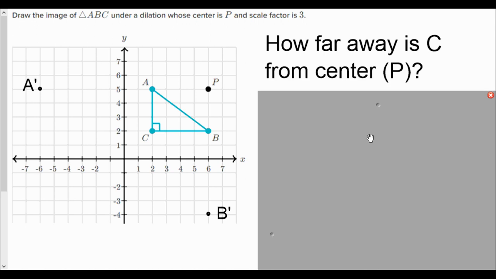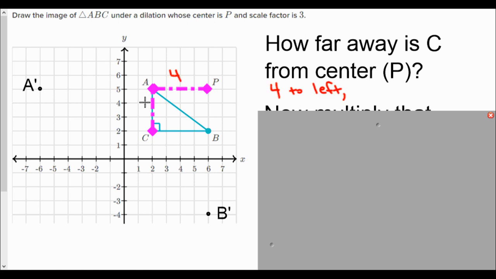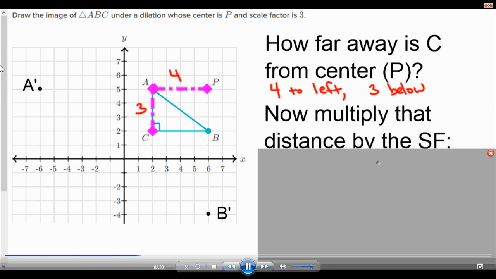And now we got to do the same thing with C. How far away is C from the center P, center of dilation? We can't use a diagonal line directly, so we're going to use kind of like rise over run. So how far is it over to the left? It's 4. How far is it down below? How far below is C from P? It's 3. So I'm just making a note there, 4 to the left, 3 below. I'll probably use arrows next time.